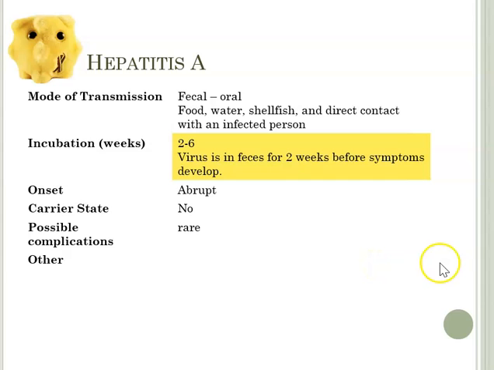So hepatitis A, your transmission is going to be fecal-oral. So that can be food, water, shellfish, and direct contact with an infected person. The incubation period is about 2 to 6 weeks, and the virus is in the feces for 2 weeks before the symptoms develop. So that means that you could be transmitting this before you even are aware that you're infected. Onset is going to be abrupt, and symptoms can last for up to 2 months. However, once the virus is gone, you are no longer a carrier. So once hepatitis A is out of your system, you can no longer transmit it to other persons.